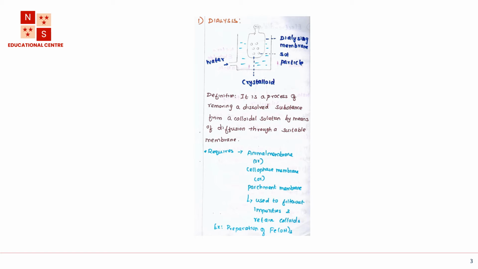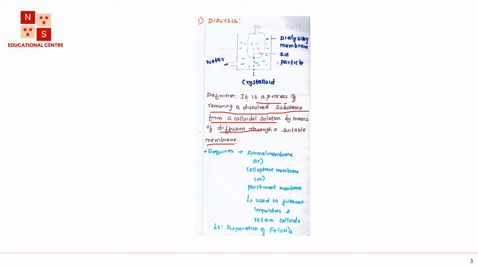So what is dialysis? It is a process of removing dissolved substances from the colloidal solution by means of diffusion through a suitable membrane. It is just like a filter paper filtering. So this is the process of removing the dissolved substance from the colloidal solution by diffusion through a suitable membrane.